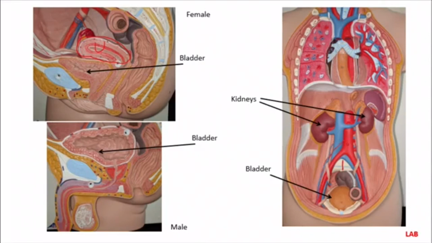The bladder in the male, kind of underneath the male bladder, the other thing that you need to know for lab, and I'm going to circle it and write a P, that's the prostate gland. Kidneys, on the torso model, the bladder is in that hypogastric region.